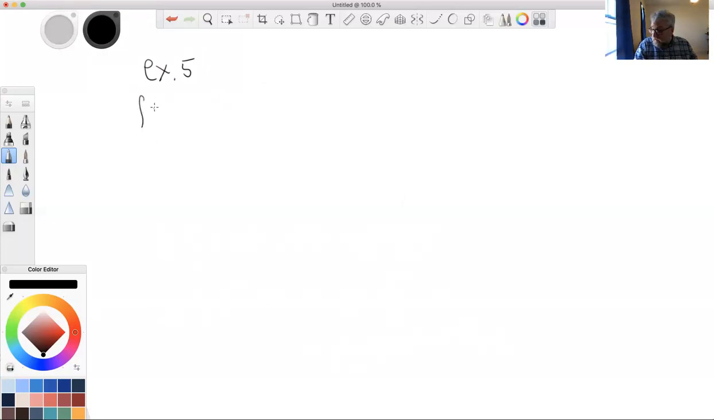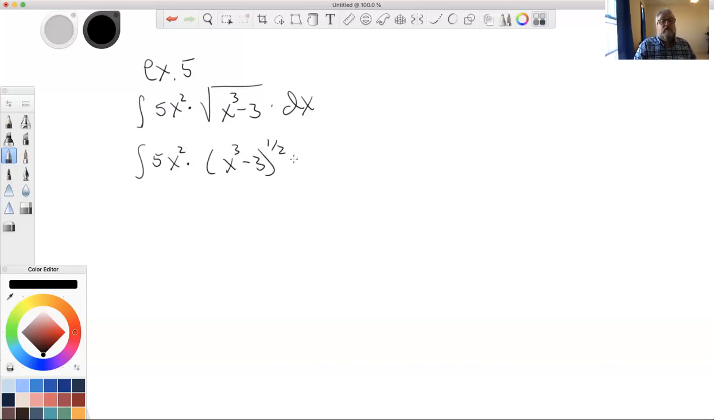So let's see. This is 5x squared times the square root of x cubed minus 3 times dx. dx can never be inside a function. It can't be underneath the square root. It's always on the outside, but it's always inside the integral. Okay, so first thing, rewrite it. So x cubed minus 3 to the 1/2. Function raised to an exponent.